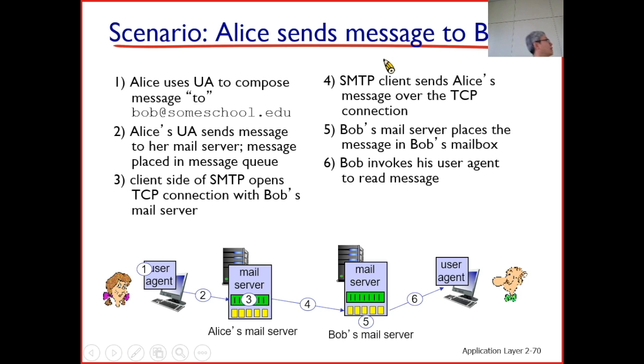Well, if we want to send email, here we have a sender, Alice, and a receiver, for example, Bob. And then what to do? Here we have six steps. I think if you refer to the six steps, then you can understand the way the mail goes from Alice to Bob.